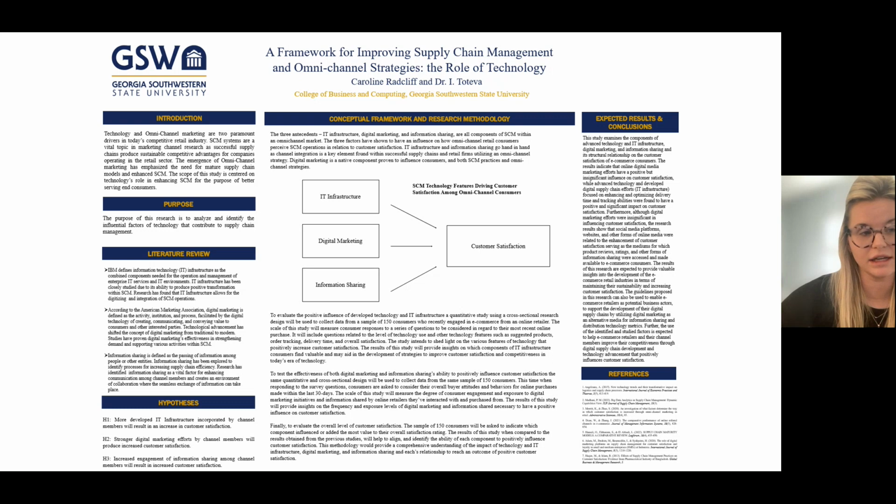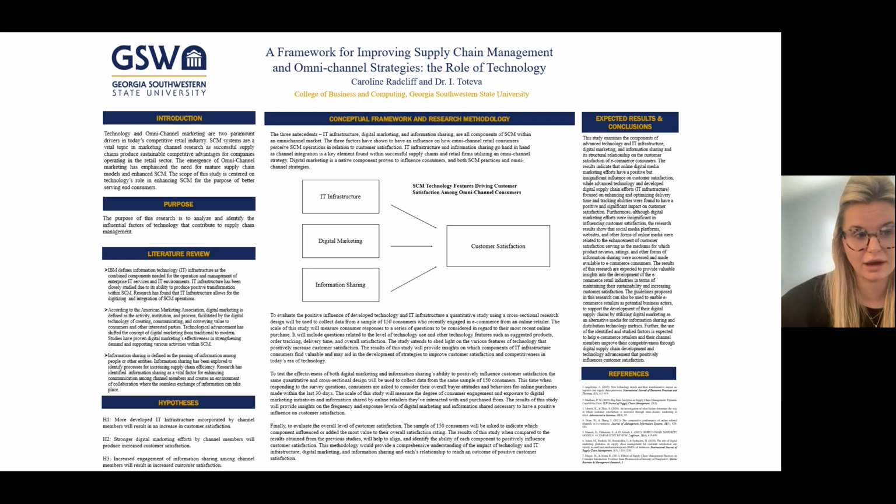Information sharing is the third component, and it is defined as the passing of information between people or other entities. Information sharing has been effectively able to identify processes for increasing supply chain efficiency and is a vital factor for enhancing communication among channel members and creating an environment where collaboration and the seamless exchange of information can take place.